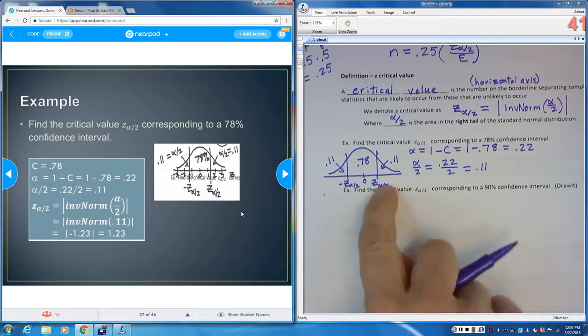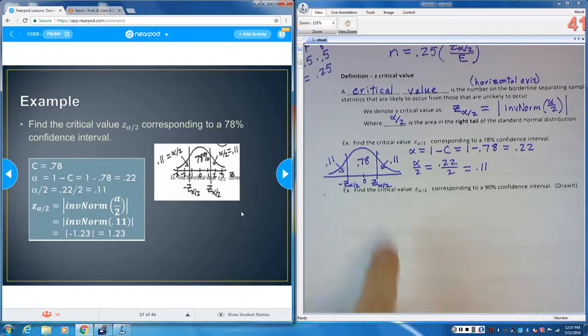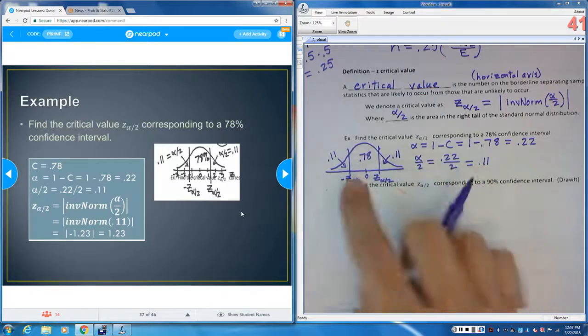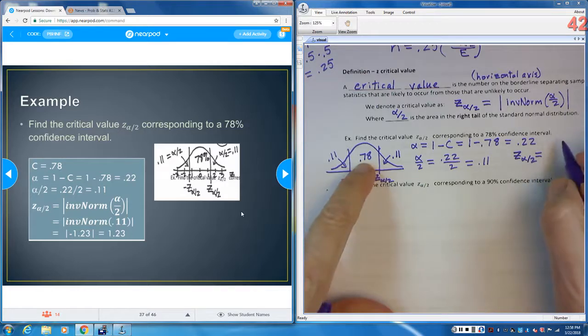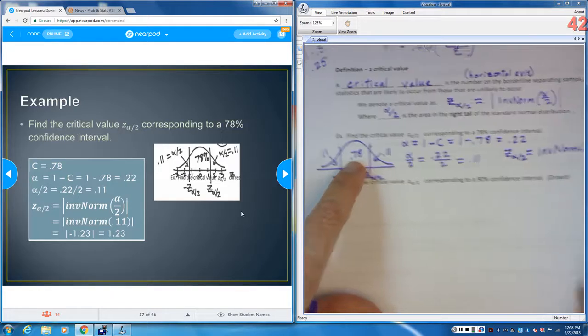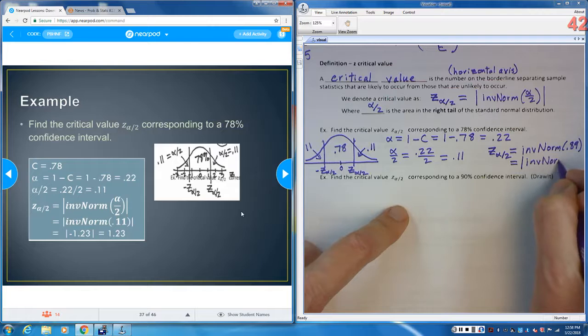So our critical value, and there are actually 2 critical values for a confidence interval, but there are always 2. C is always the central area. So since there are always 2, we'll just talk about the positive one and know that the negative one's there too. In my stat lab, if it asks for the critical value for a confidence interval, this was the positive one. You can either add up these areas and find that z alpha over 2 is inverse norm of 0.89, but that's harder than just taking the absolute value of inverse norm of 0.11.